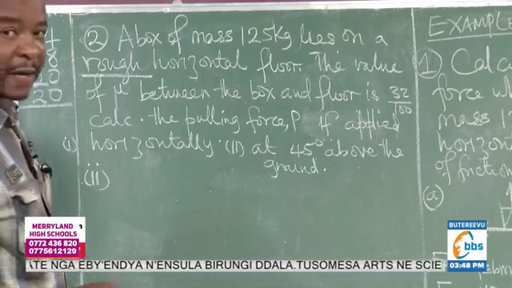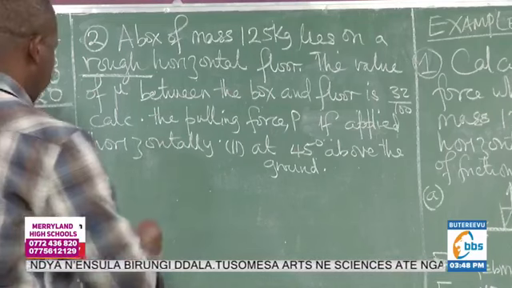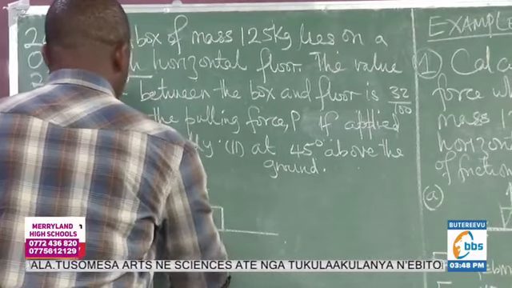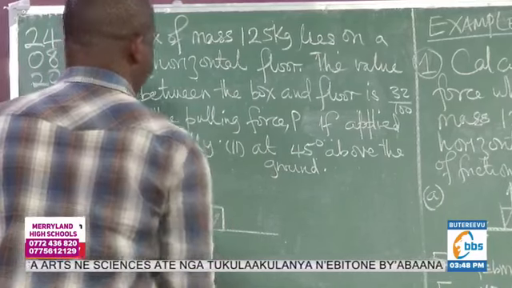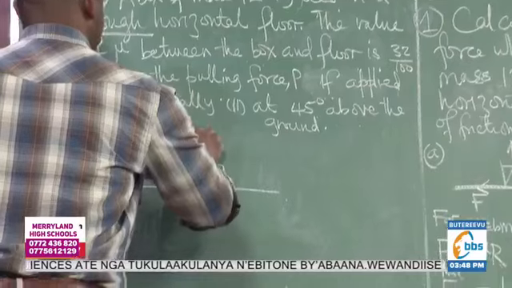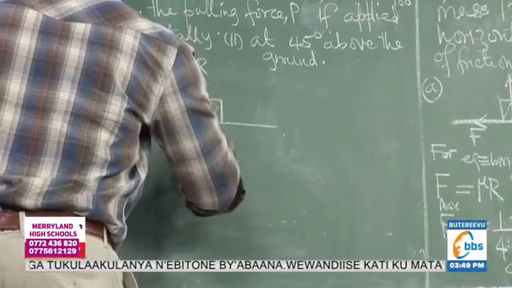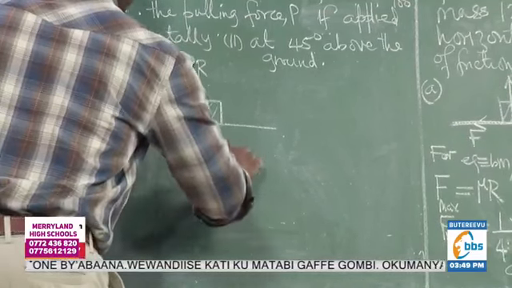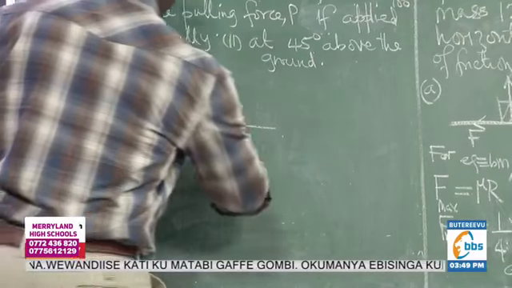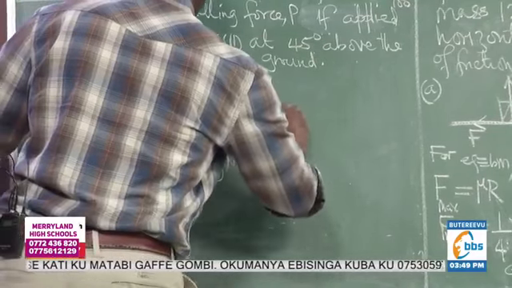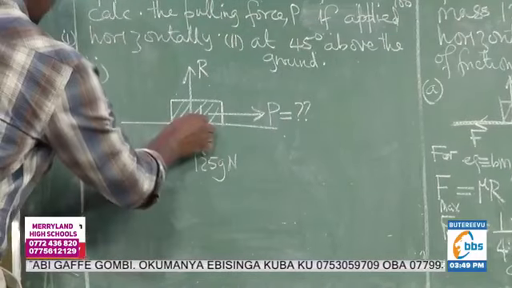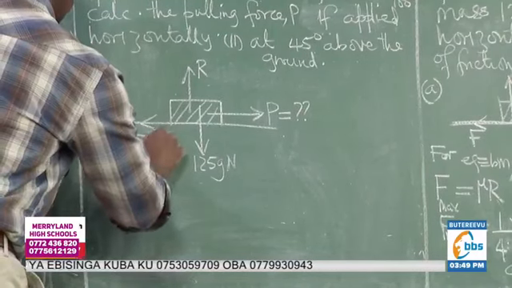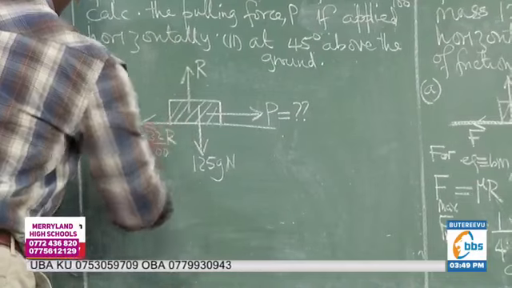We are in the dying time of our lesson, and I am not going to rush you, so whatever we will not be able to finish, we shall pick up. But if you have to sketch this quickly, this is our normal reaction, this is our weight. It is mass times g, so it is now a force. And if we let it move this side, they want us to find the value of P. But they have told us there is friction, and our coefficient of friction is 32 out of 100 times R.